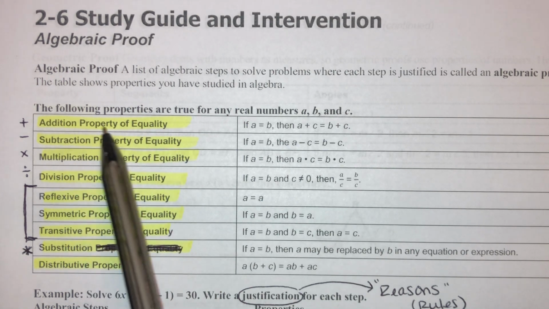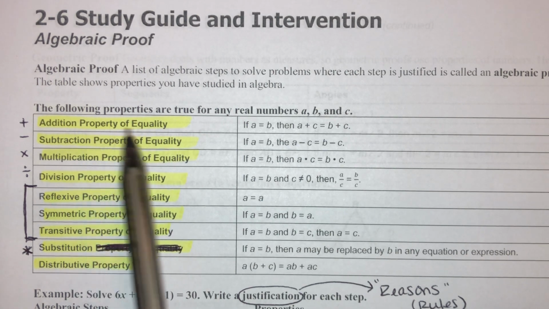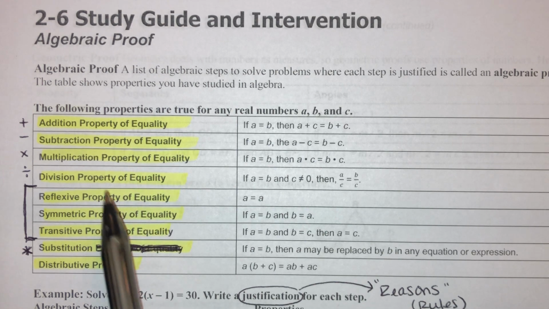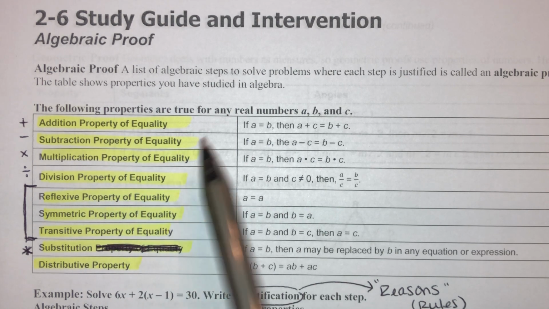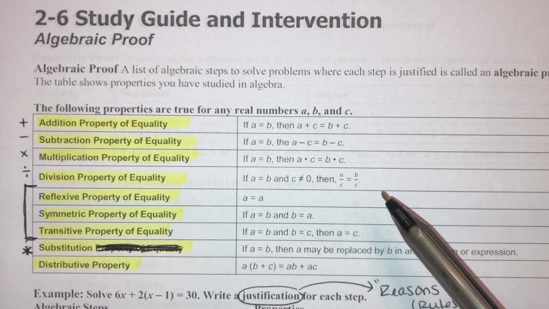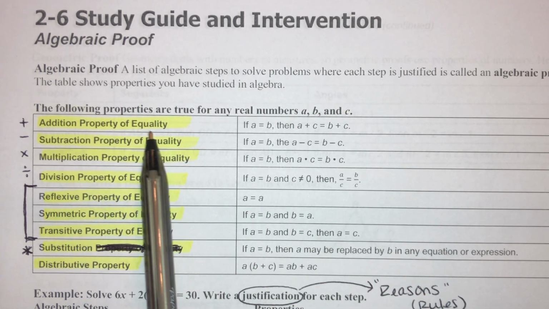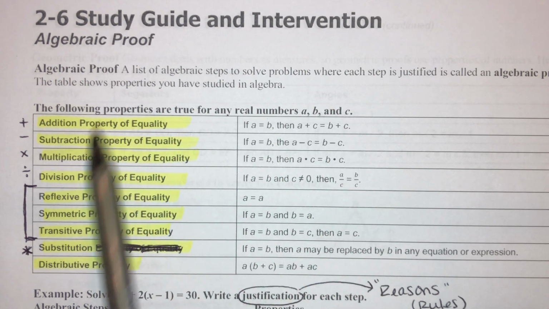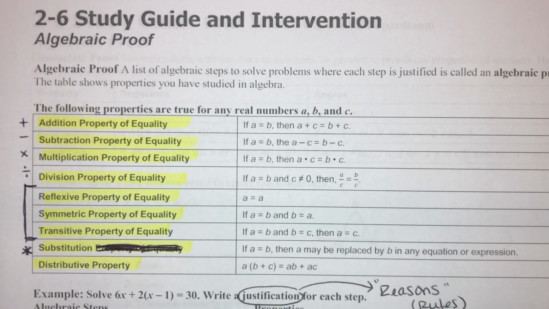Even if you don't call them by name, like the addition property of equality, every time we're solving an equation for x, we know that if you add something to one side of the equal sign, you have to add it to the other, right? We do that all the time. We just don't call it this. So you should know all of these. We're going to use them to write proofs.